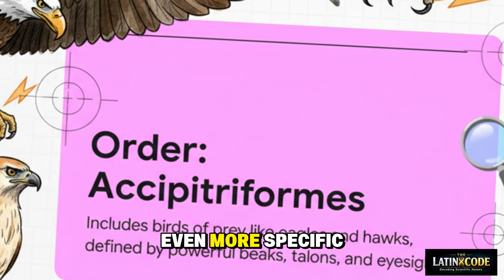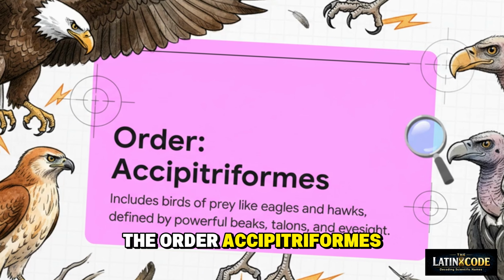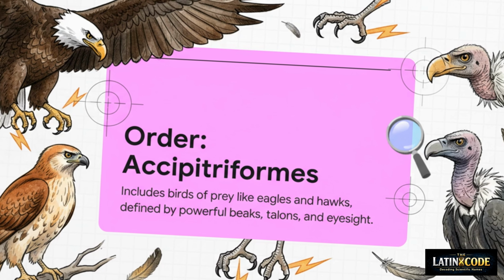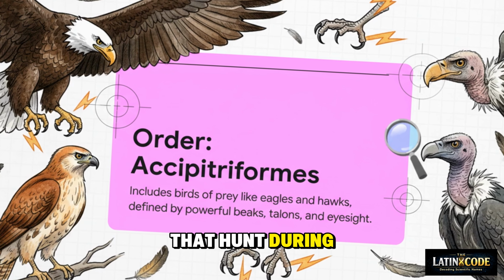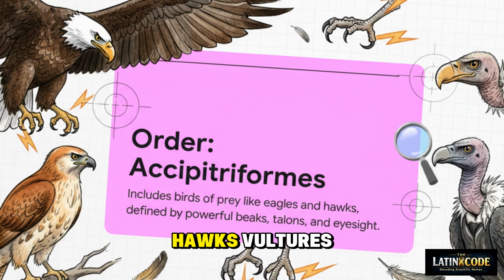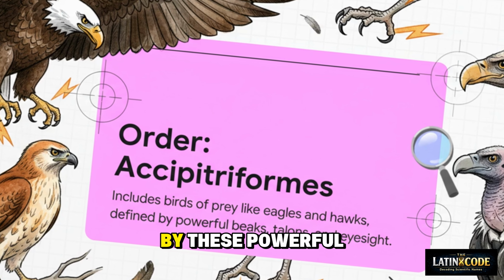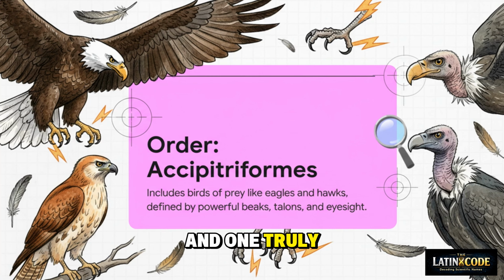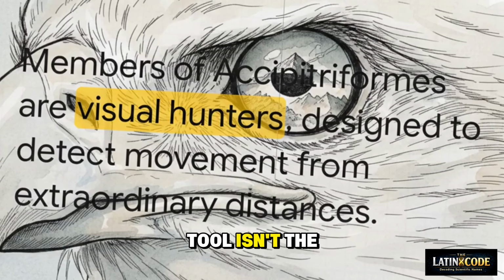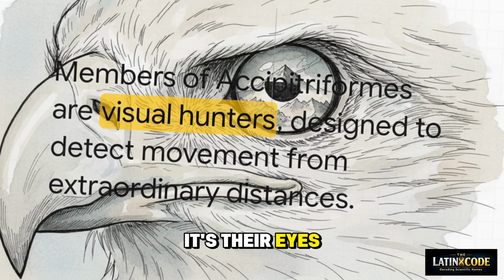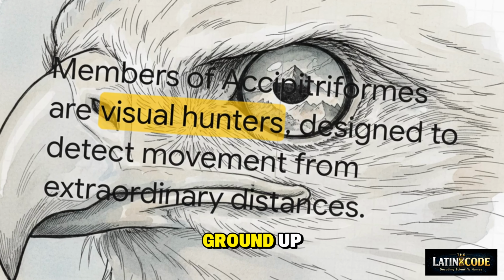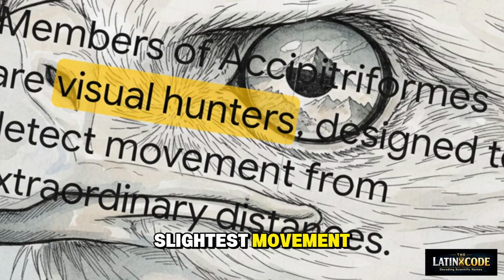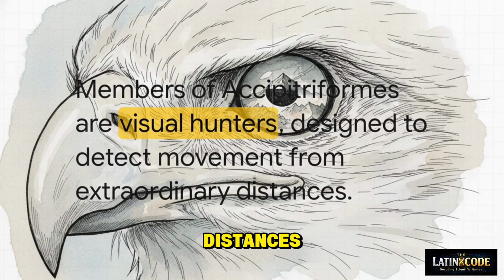Okay, let's get even more specific. The order Accipitriformes. Now we're talking. This is where we meet the birds of prey that hunt during the day, so eagles, hawks, vultures. They're all defined by these powerful hooked beaks, crazy strong talons, and one truly extraordinary superpower. You see, their most critical tool isn't the talons or the beak, it's their eyes. These animals are designed from the ground up to detect the slightest movement from absolutely incredible distances. It's the whole core of their hunting strategy.